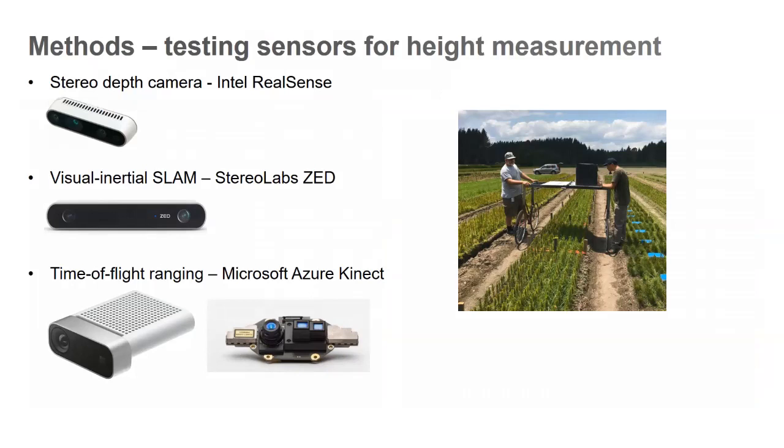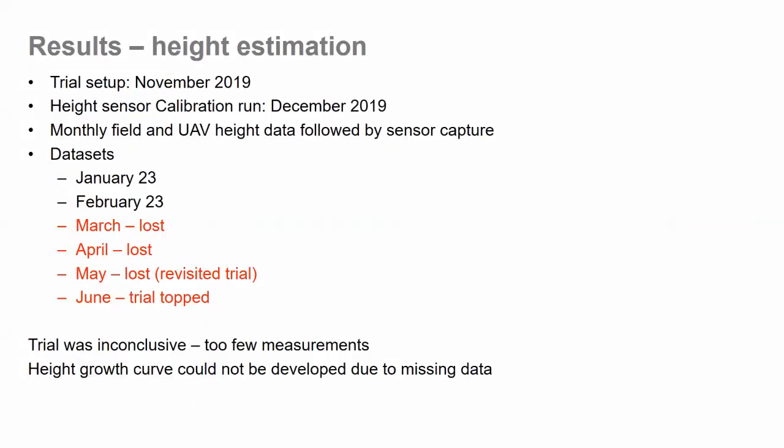We tested 3 camera-based systems for measuring seedling height. The first was the Intel RealSense, a camera based on stereo depth estimation. The second was the Stereolabs ZED, a stereo camera based on visual inertial SLAM, and the last was the Microsoft Azure Kinect, a camera based on time of flight ranging, which is a class of sensors that's increasingly available in consumer-grade smartphones. After a successful trial setup in November, we carried out a calibration run in December 2019.